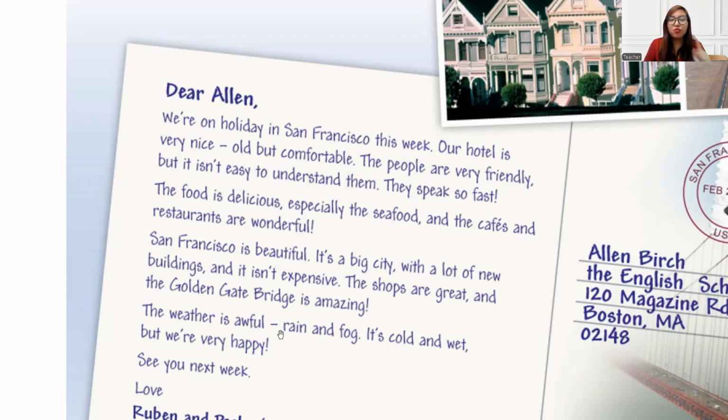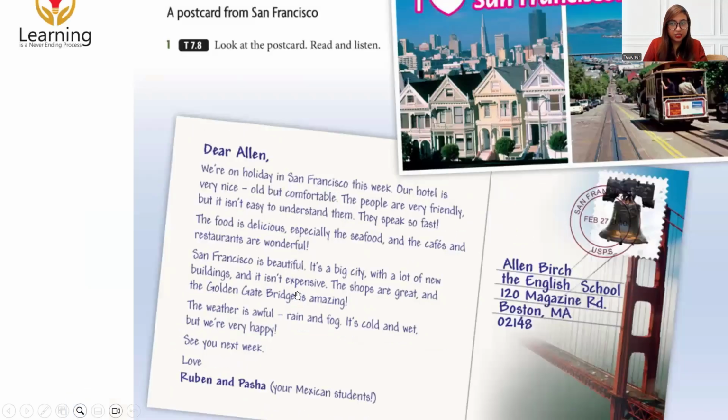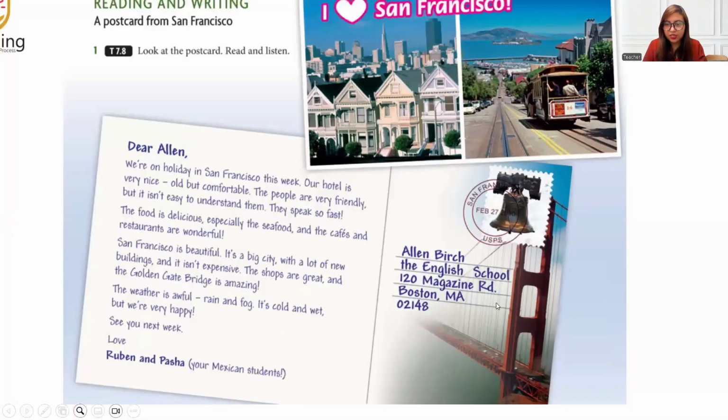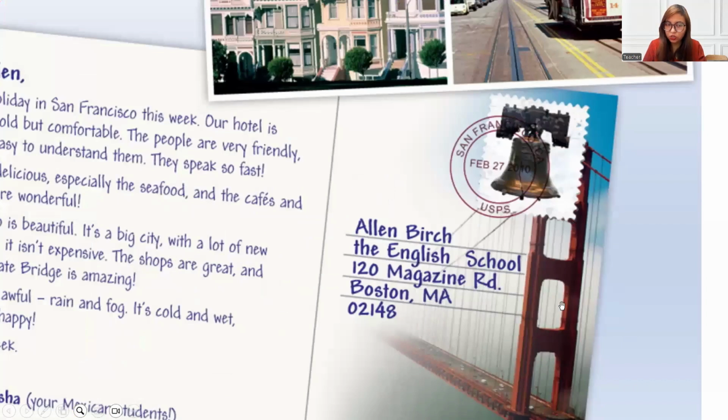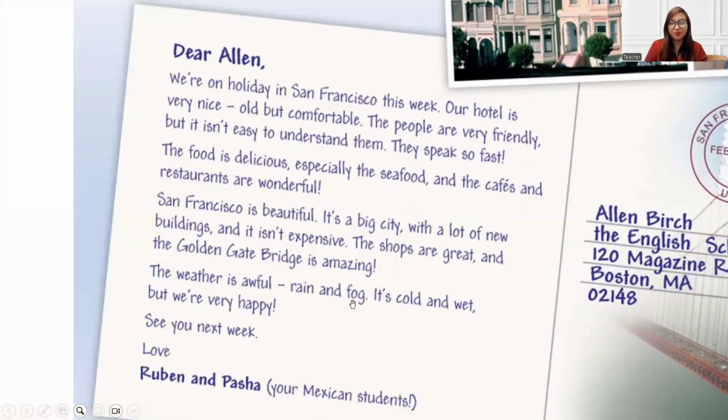And one of the popular places is the Golden Gate Bridge. You should definitely go there when you are in San Francisco. Like you see in the picture, the Golden Gate Bridge is amazing, meaning wonderful, meaning very great. But the writer used different adjectives. It's amazing. So see, in the third paragraph, the writer talks about places, shops, and some popular places.